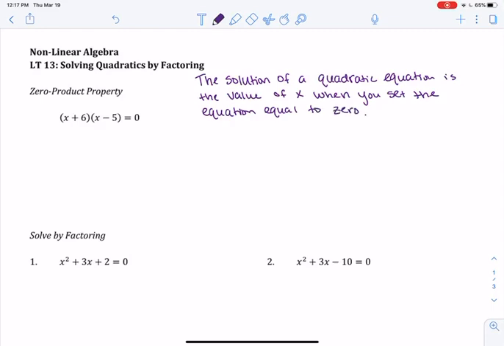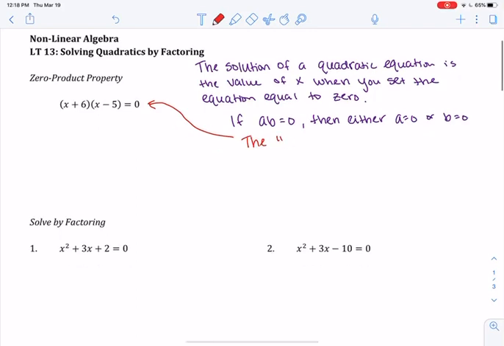Okay, and if a times b is equal to 0, then either a is equal to 0 or b is equal to 0. So this part here, with that equals 0 at the very end of factoring where we have left off, that's the new step. So the equals 0 is the new step.